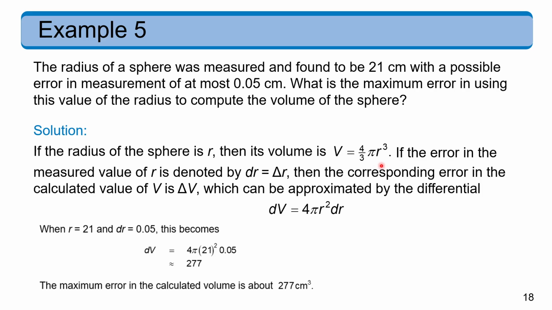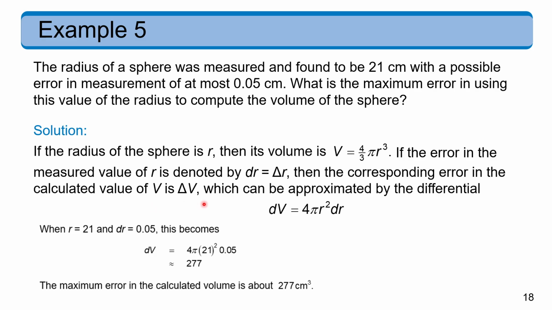So the radius is known to have a certain error, maximum error. We'll call that error the change in the radius from its true radius measurement to the value that we measured for the radius, which will be a little bit different because of the error. So that error will be the distance between the true measurement and the actual measurement. And that's represented by dr, which is the same as delta r. Now we want to find the corresponding error in the volume.